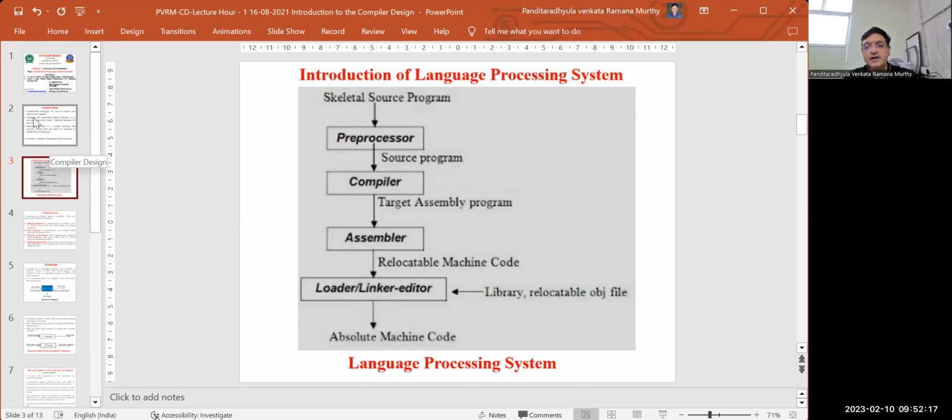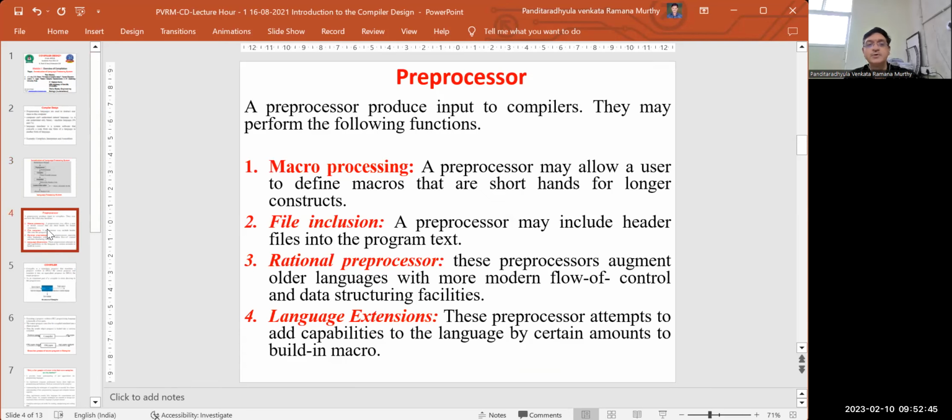Finally, the code will be placed at a suitable place in the RAM, so that it can be loaded and linked. Required resources will be allocated, and required library functions can be made available to the compiler. Finally, it will be converted into the object file. We call it absolute machine code.